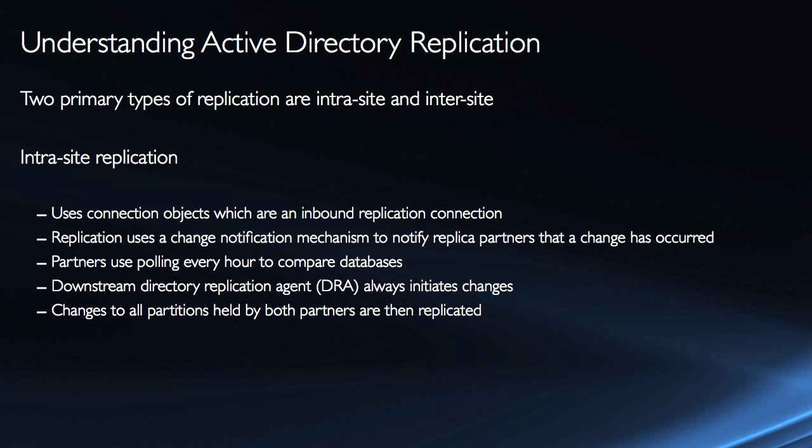And the downstream directory replication agent, or DRA, always initiates changes. And that just means it's a fancy way of saying, I tell you I have a change, and then you request the change. And when you request a change, changes to all partitions that are held by both partners would be replicated. The key thing in a site is that we are assuming that you have high-speed links, reliable, and we don't have any bandwidth constraints. That's why these domain controllers are in the same site. They should replicate, and the level of convergence is going to be very low. Latency is going to be very, very low inside the site.